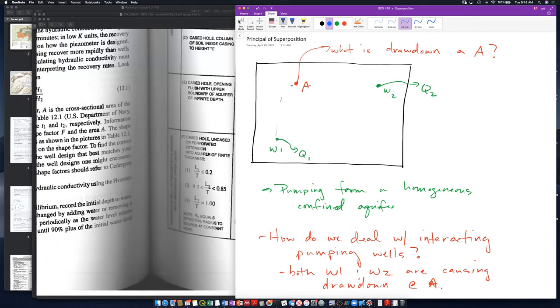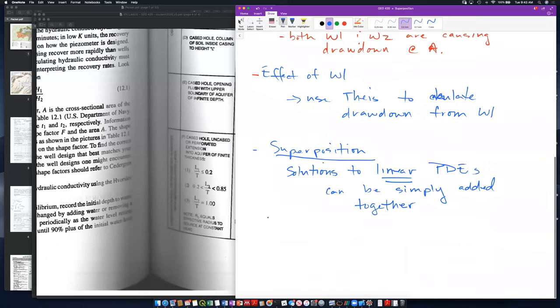I say, let me calculate the drawdown from W1 using the Theis solution, which only says there's one pumping well in an aquifer of infinite extent, never interacts with another one. But then I do the same thing for W2. I calculate the drawdown at A from W2 alone as if W1 doesn't exist. And the real life drawdown at A is just the addition of the drawdown from W1 plus the drawdown of W2. I don't have to do anything fancy.